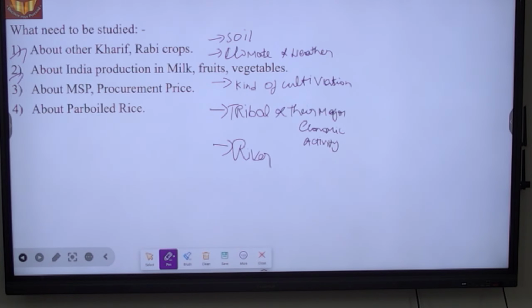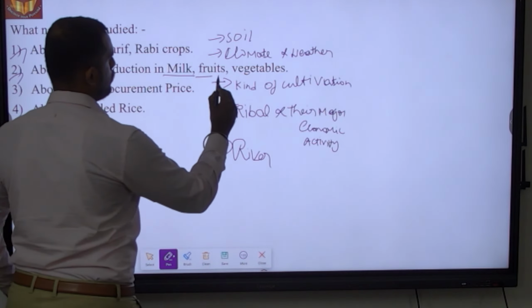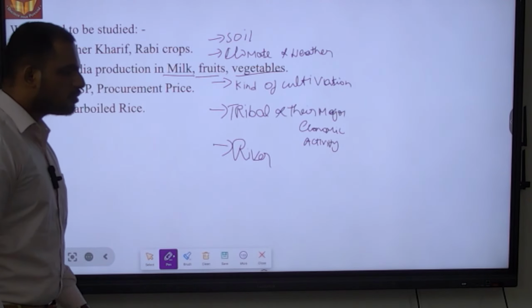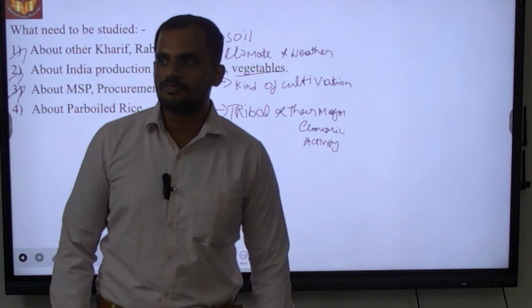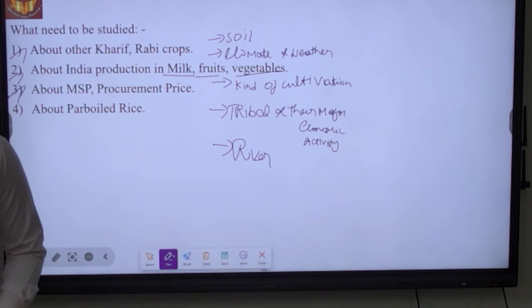And as we have seen India's status in terms of production of rice, we should also know about India's status in terms of production of milk, fruits as well as vegetables. And also we should know about the minimum support price, the procurement price of the Government of India, and how they arrive at the minimum support price as well as the procurement price.